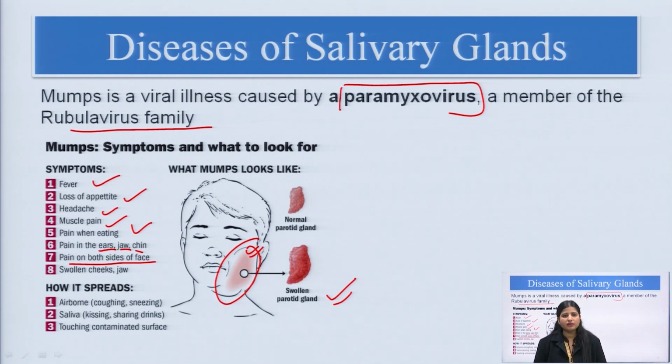And how we can treat it? So, see, we can prevent it. I am not talking about the treatment here, but how we can prevent it by vaccination. So, there is the MMR vaccination, measles, mumps, rubella vaccination that can be given to prevent this particular condition, the mumps. Now, how does it spread? This is a viral infection. It is spread through the airborne route, coughing and sneezing, or saliva, or through touching a contaminated surface.